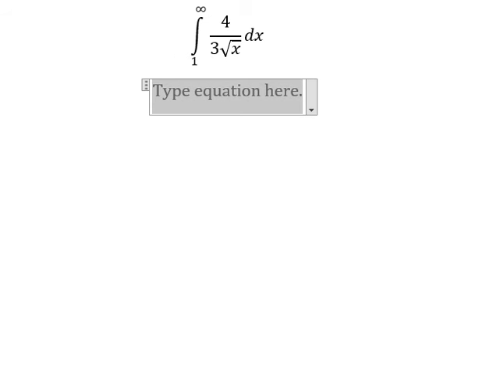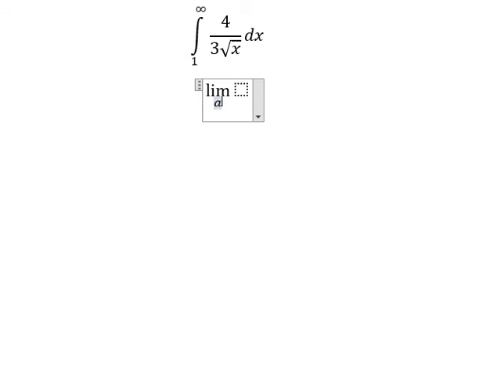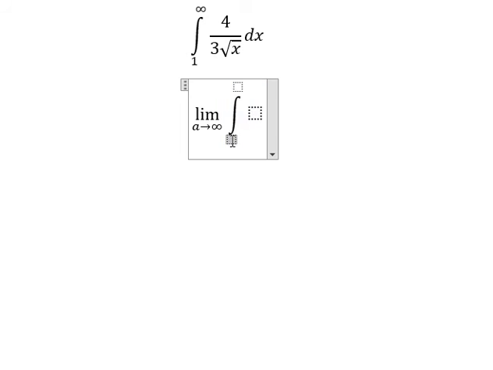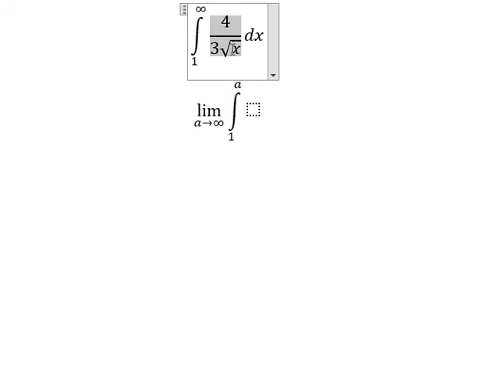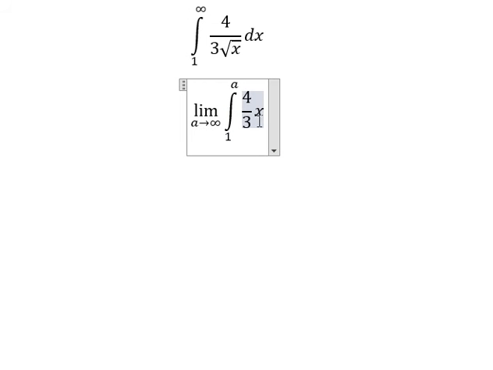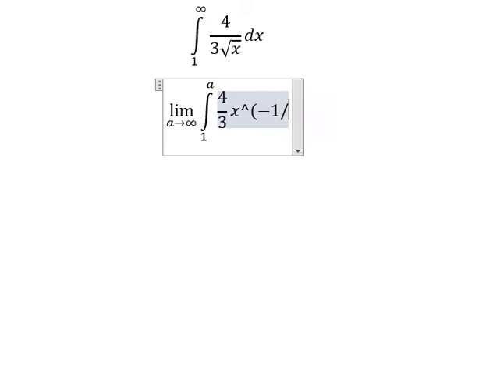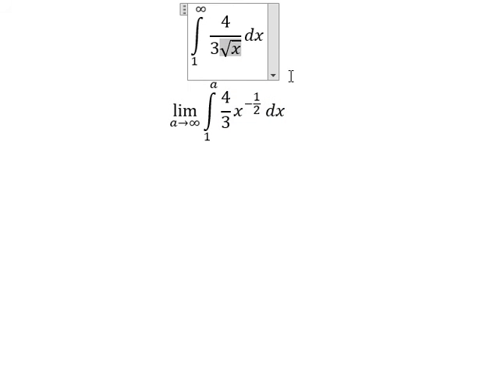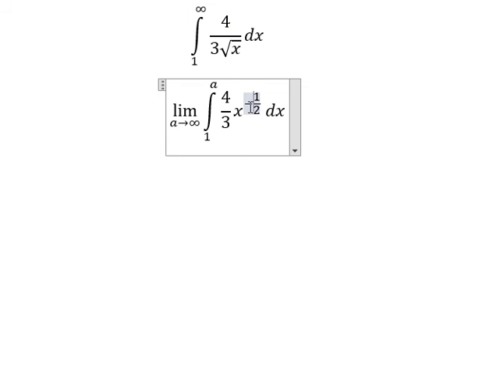We need to put in the limit, as a approaches positive infinity. So we will have the integration from number 1 to a. This one we can write as x to the power of negative 1 over 2, because this is about the square root, that's why we have 1 over 2. But if we want it on the numerator, we need to put the negative sign here.